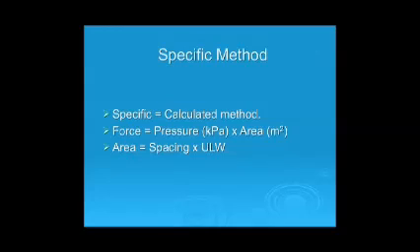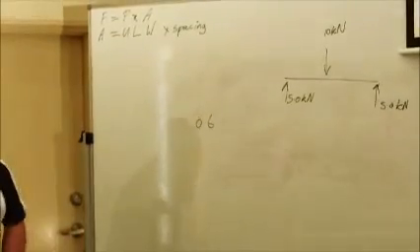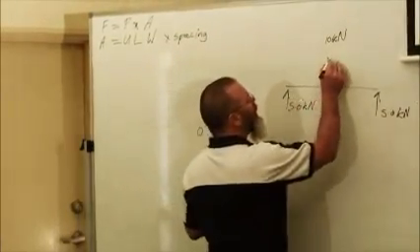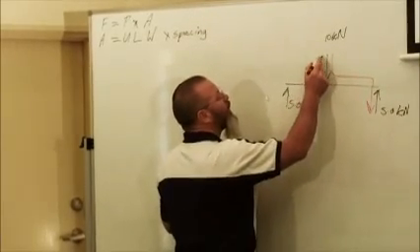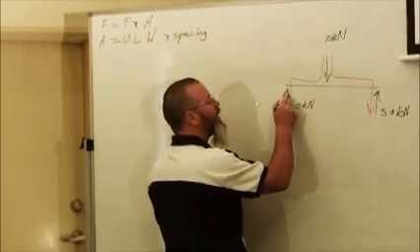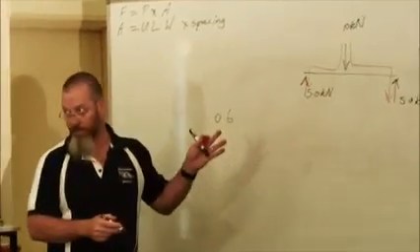The specific method, please write this down. These are the go-to formulas. The specific method is the calculated method. Force equals pressure times area. Area equals spacing times ULW. This here, if you think about the load path, 5 kilonewtons comes across here and down here. 5 kilonewtons comes over here like so, yeah?